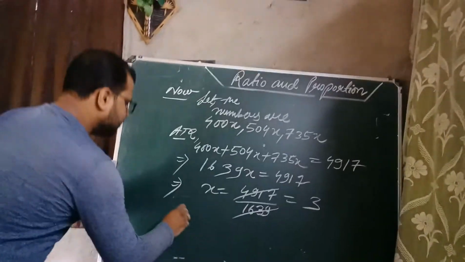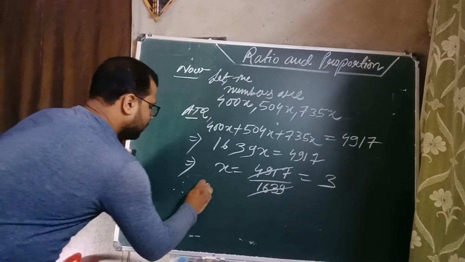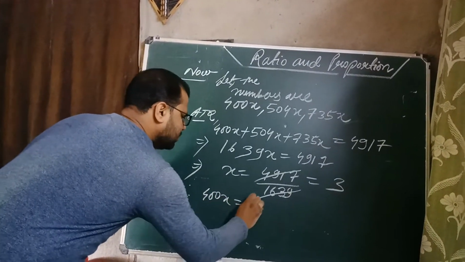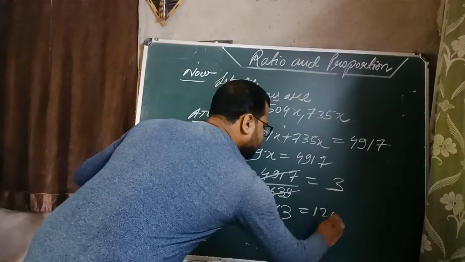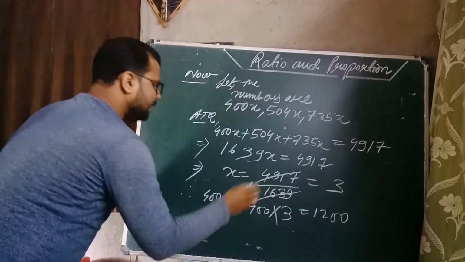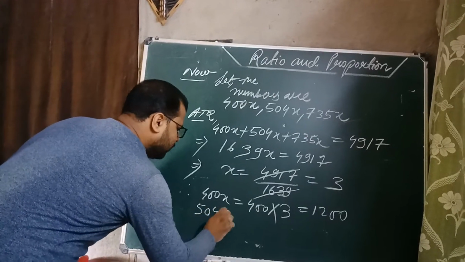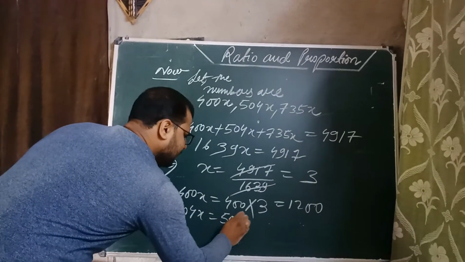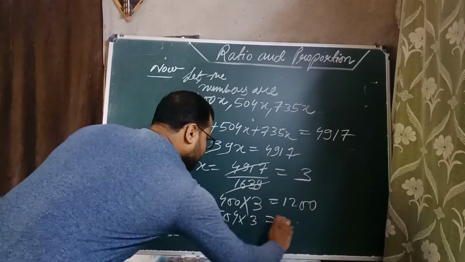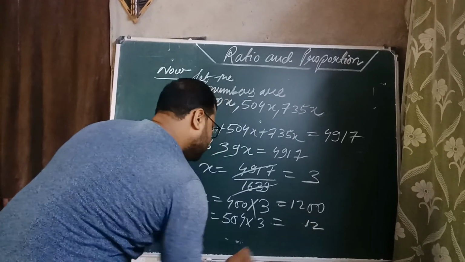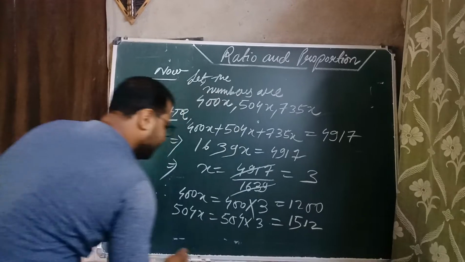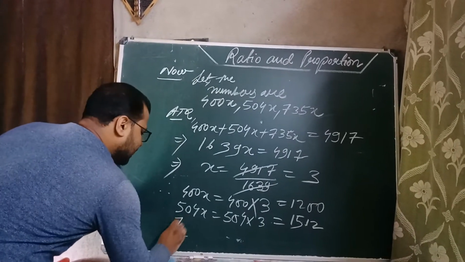So the numbers will be, therefore, 400x is equals to how much? 400 into 3. That will be 1200. You can match the answer. 504 into x. 504 into 3. 4 3s are 12. 1 is there. 4 3 5s are 15. 15 12. And last but not the least, 735x.